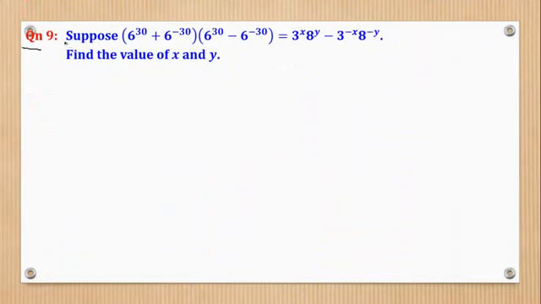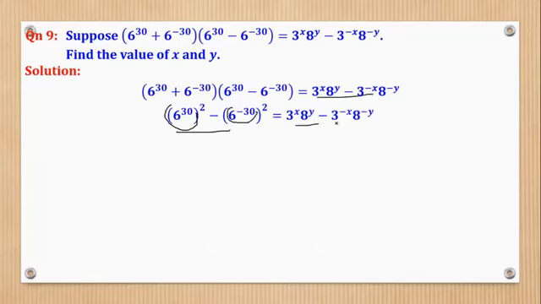Then question 9, suppose this is equal to this. Find the value of x and y. So what I wanted you to realize first is the difference of two squares. So always be keen to analyze the difference of two squares in algebra. So that's what was given. Difference of two squares, it becomes this squared minus this squared. It is equal to this.